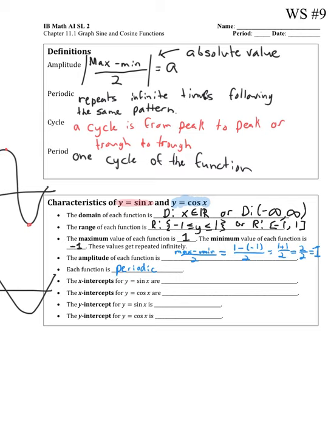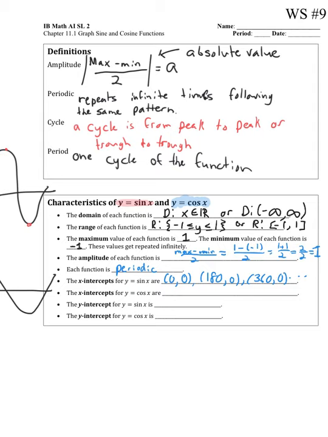Okay. We've got x-intercepts and y-intercepts for each function. The x-intercepts for y equals sine of x: the first one is at 0, 0. The next one is at 180, 0. Then 360, 0, and so on. It's going to go every 180 degrees till the end of time. And you could go in the negative direction as well. It could be negative 180, 0.